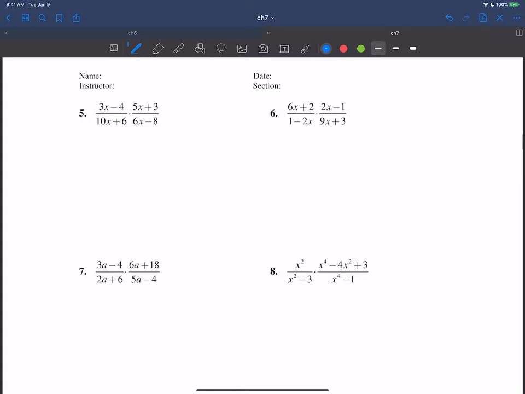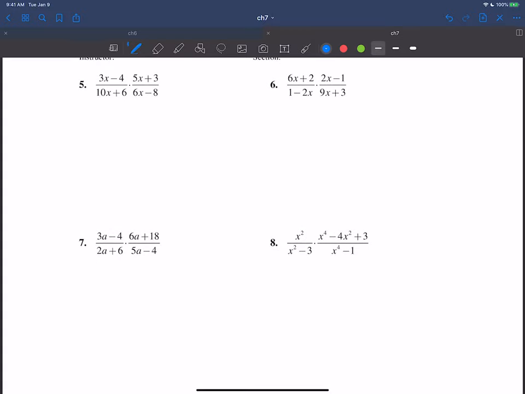Moving on to second page. Number 5. Number 5 is slightly different from number 1, number 3. In this case, we cannot cross out right away. We need to factor because we have binomials in each part, compared to number 1, number 3, where you have monomials, where you could just cross out common factors.